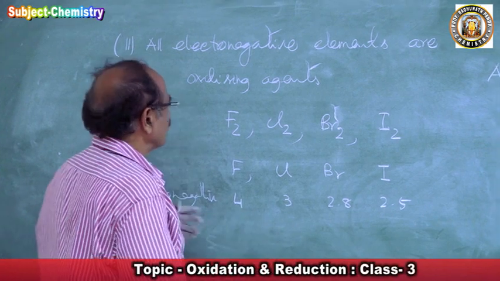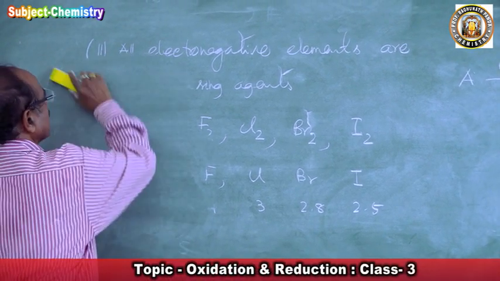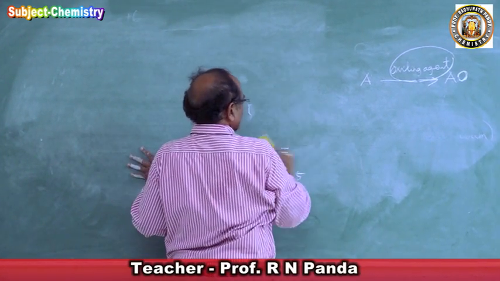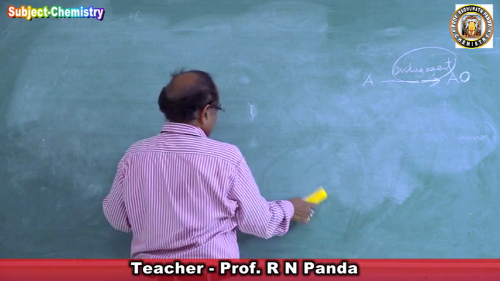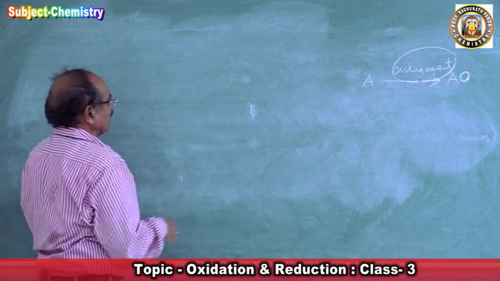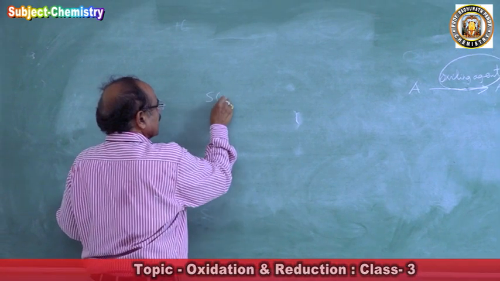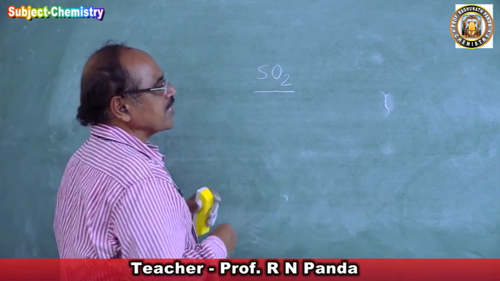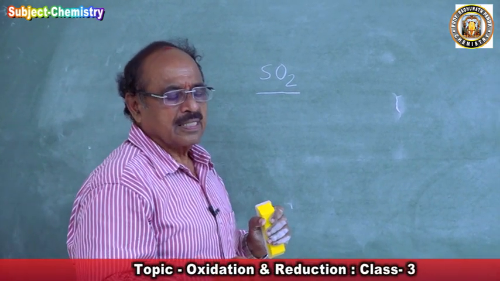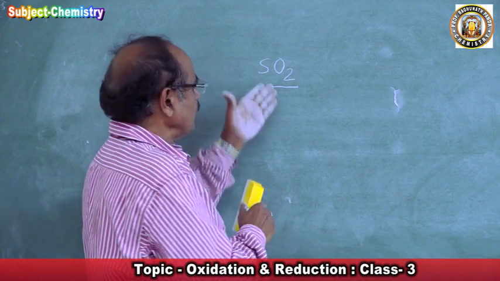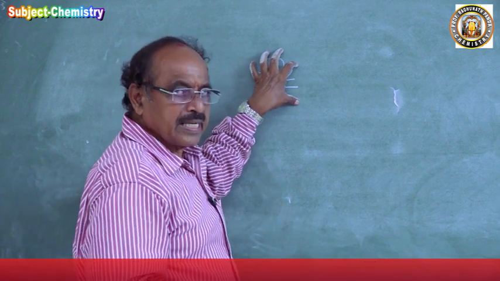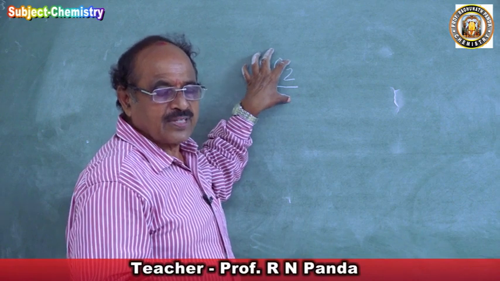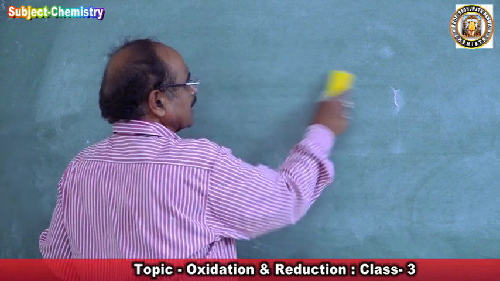Similarly, some chemical compounds where the elements are in a higher oxidation state have the ability to bring out oxidation. For example, sulfur dioxide is used as an oxidizing agent, but not always. Its behavior changes. Sulfur dioxide is a reducing agent, and sulfur dioxide is also an oxidizing agent. I will be coming to that very soon, in the next step. So this is what an oxidizing agent is.